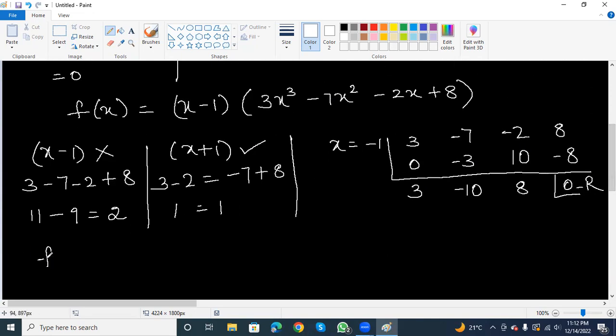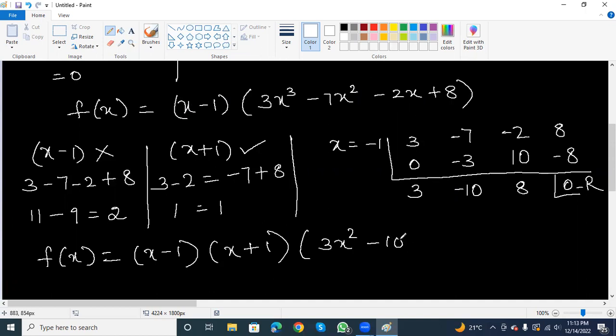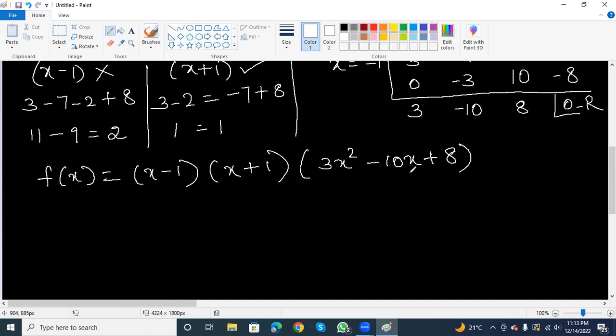So f of x can be written as the first factor x minus 1, and we have divided this by x plus 1. And hence here we got 3 terms. We can make it a quadratic polynomial, which is nothing but 3x square minus 10x plus 8. This quadratic polynomial again we need to factorize by using the splitting the middle term method. Let's multiply the end terms. 8 times 3 is 24. Write the factors for this.